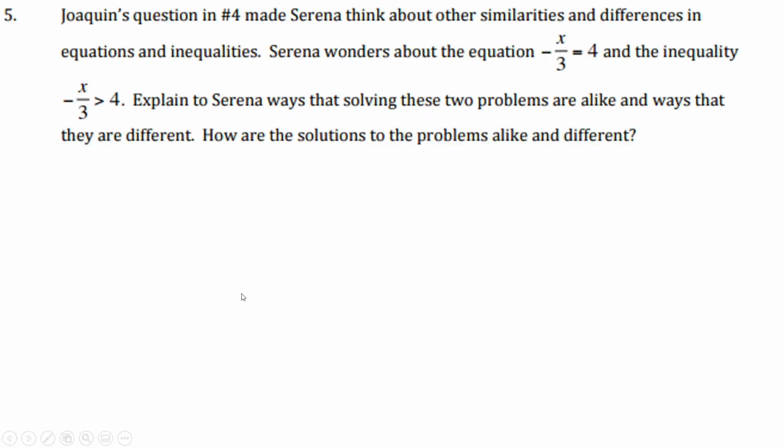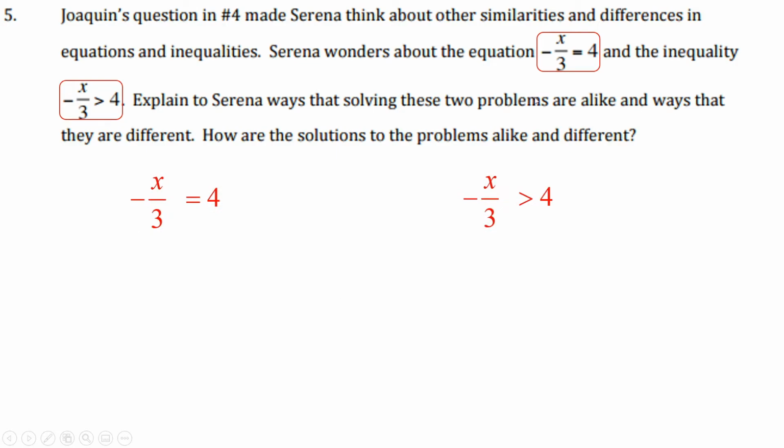All right, number 5. Joaquin's question in number 4 made Serena think about other similarities and differences in equations and inequalities. Serena wonders about the equation negative x over 3 equals 4, and the inequality negative x over 3 is greater than 4. Explain to Serena ways that solving these two problems are alike and ways that they are different. How are the solutions to the problems alike and different? Okay, well, let's solve them both then. So, there they are right there.